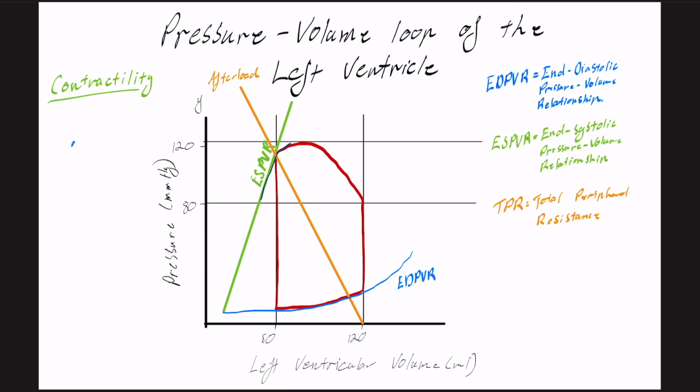Now, lastly, we'll talk about contractility. And the contractility line here is represented in green. And we usually draw it at the start of the end diastolic pressure volume relationship line. And it's the angle of the line that determines contractility. And the line is known as the end systolic pressure volume relationship.